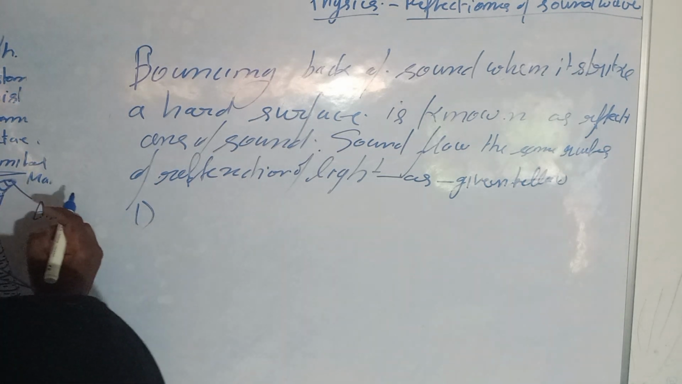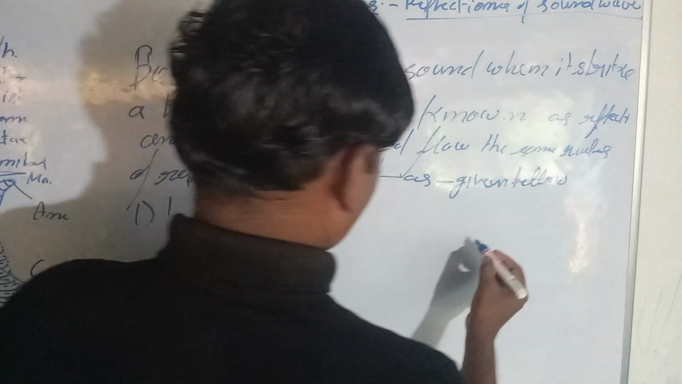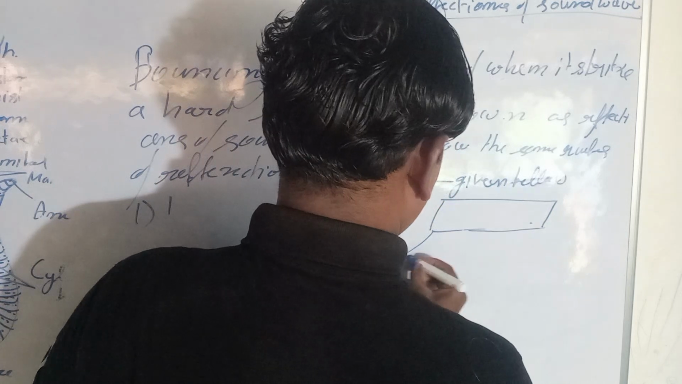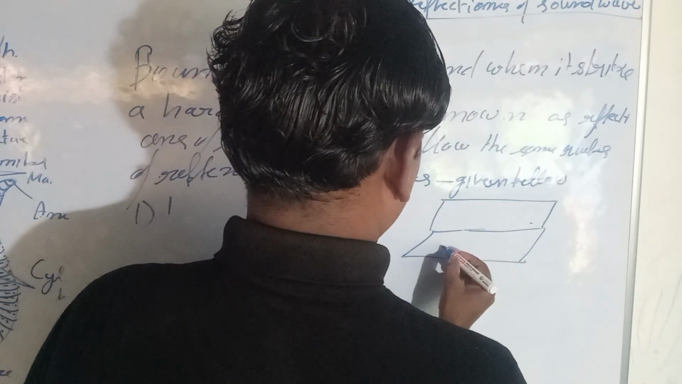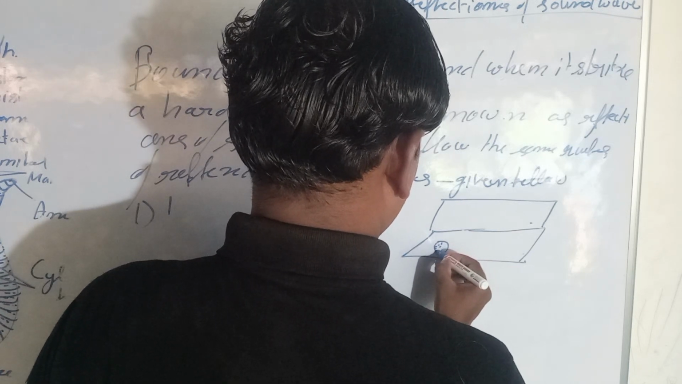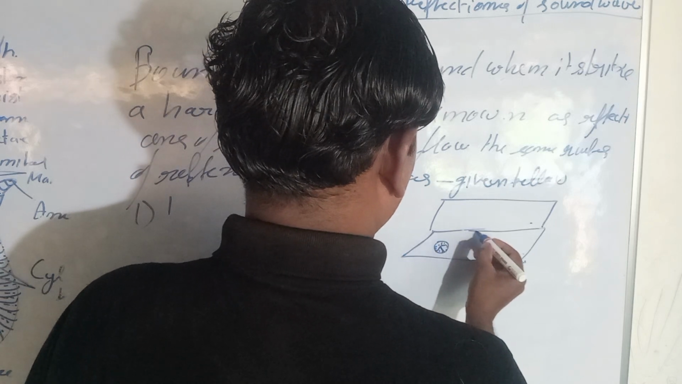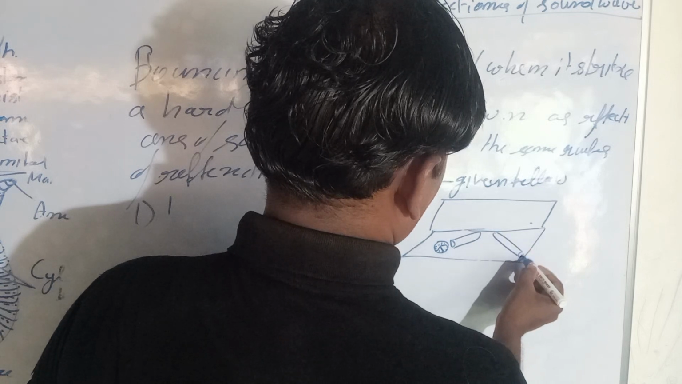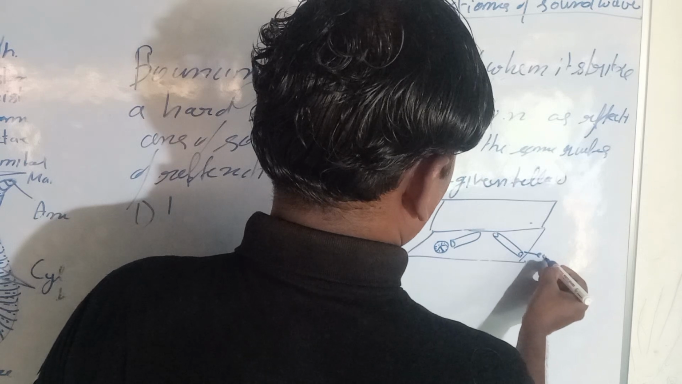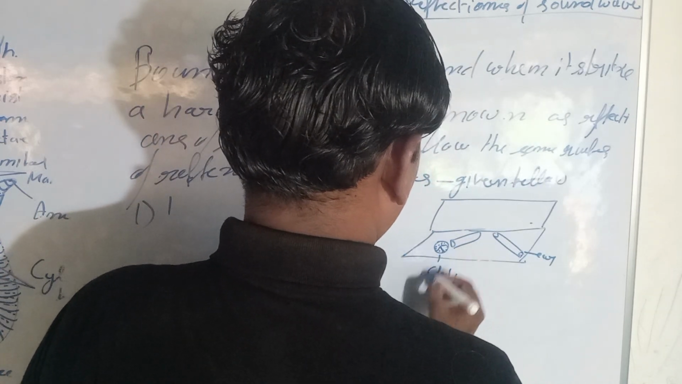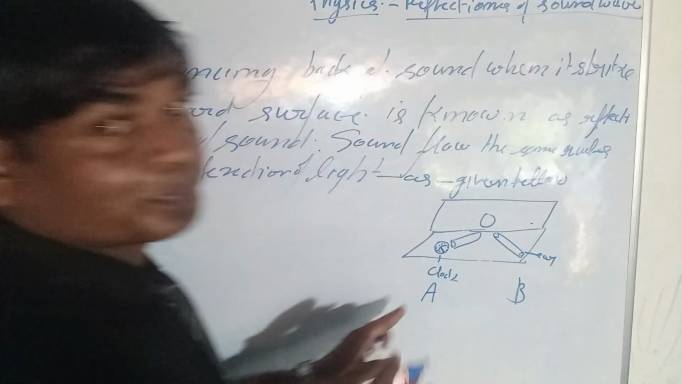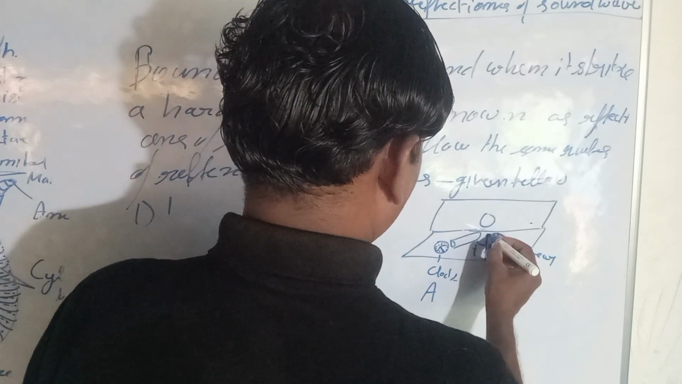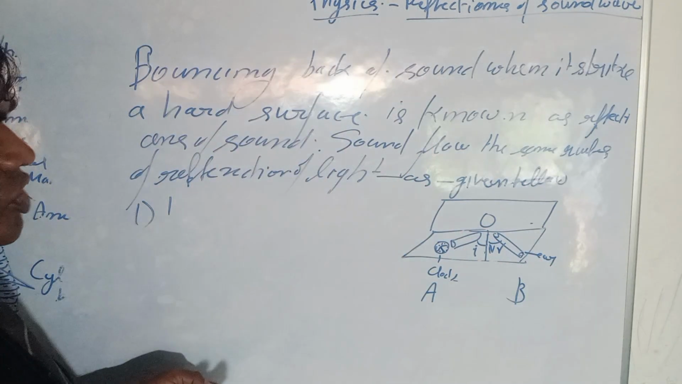We will draw a figure here. Suppose these are the clocks, and the sound is going from this clock to here, and this is the ear. This point is A, this point is B, and here is O. Here is the normal. This is the incident sound, and this is the reflected sound.